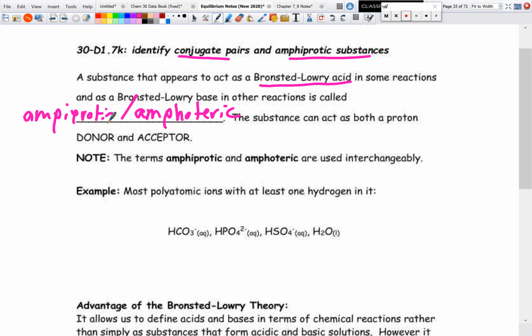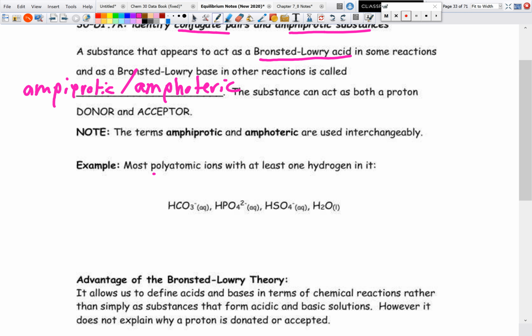Both are interchangeable. Now, how to identify these? It's most polyatomic ions with at least one hydrogen in it. When we look at hydrogen carbonate, because it can lose this hydrogen right here acting as an acid, or that negative charge will attract the hydrogen, acting as a base. Hydrogen phosphate, same thing, it has this hydrogen it can lose to act as an acid, and that negative charge can attract the hydrogen ion, so it can act as a base.